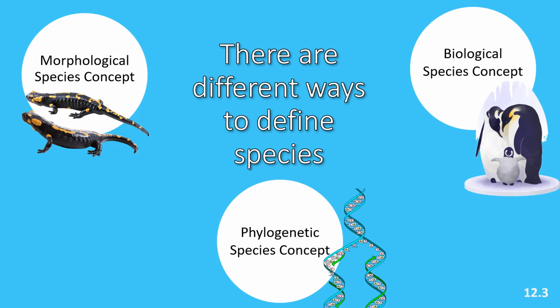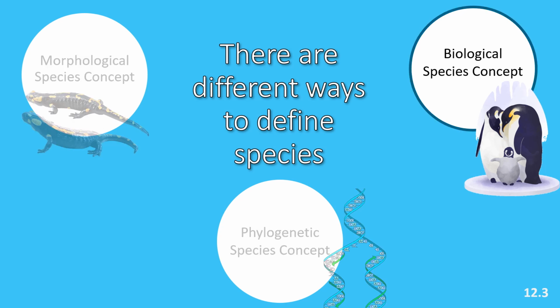Scientists have come up with several different ways to define what a species is. The morphological species concept focuses on anatomy. The phylogenetic species concept is based on genetics and ancestry. In this class, we will focus on the biological species concept, which is based on reproductive ability and behavior.